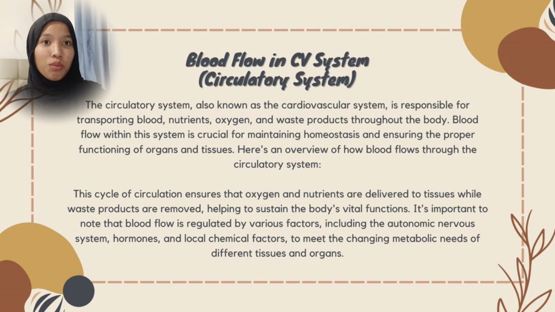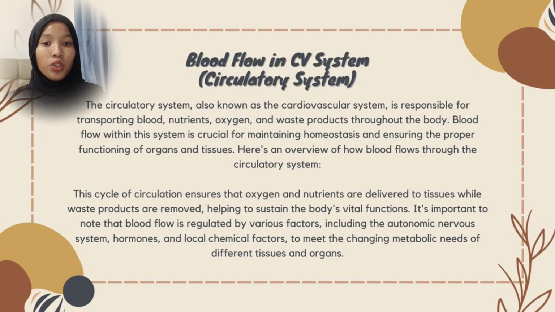The circulatory system, also known as the cardiovascular system, is responsible for transporting blood, nutrients, oxygen, and waste products throughout the body. Blood flow within the system is crucial for maintaining homeostasis and ensuring the proper functioning of organs and tissues. Here's an overview of how blood flows through the circulatory system. This cycle of circulation ensures that oxygen and nutrients are delivered to tissues while waste products are removed, helping to sustain the body's vital function.